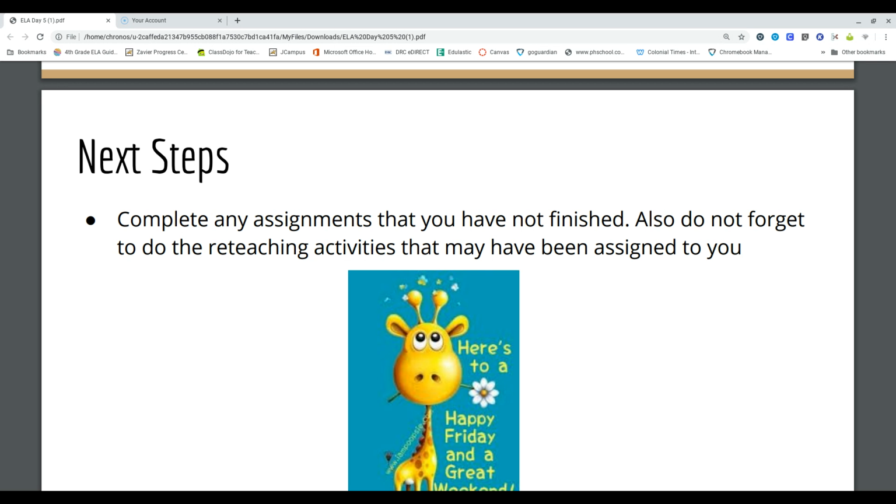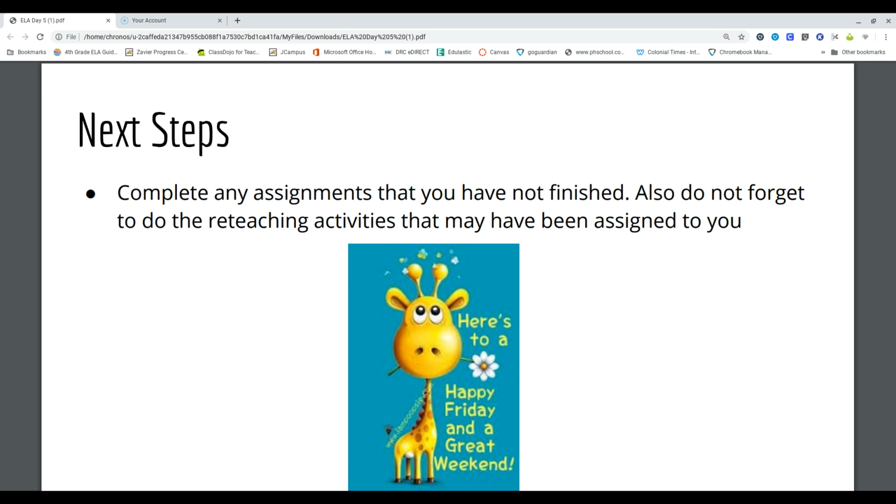Also, next steps. Please complete any assignments that you have not finished. I know some people have joined us a few days late. Also, do not forget to do the reteaching activities that may have been assigned to you. And if you have not completed the pre-test, I know there were some problems with it on the first day, but I've also made sure to assign you into Edulastic. So now the link should be working.